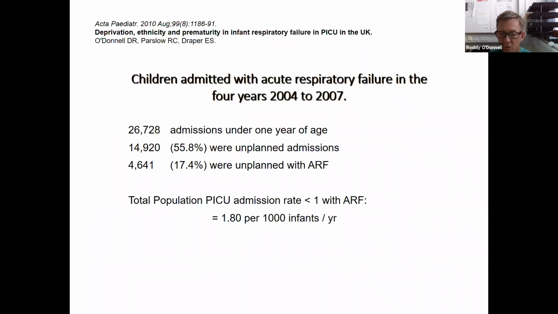So if we look at who's being admitted, it's a lot of children. So this is the whole of PICU in the UK over a period of 4 years. And you can see that there are about 26,500 admissions under a year of age. And of these, about a half are actually unplanned, and a big chunk are unplanned with acute respiratory failure. So it's about 1.8 infants per 1,000 per year admitted with bronchiolitis. It's quite a substantial number of kids.